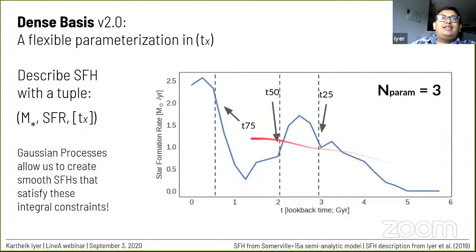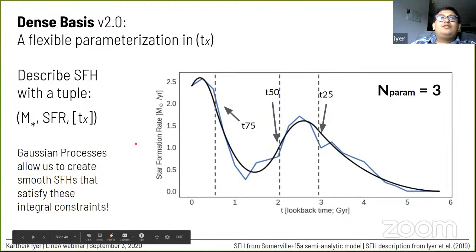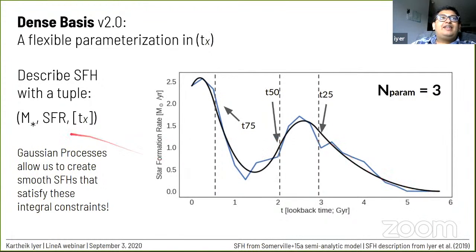And so you can take these numbers, the stellar mass, star formation rate and Tx, and say that because these are all constraints on the overall shape of the star formation history, we can use machine learning techniques or even splines to create smooth star formation histories that satisfy these constraints. So with three parameters, if I use the Gaussian process technique and I feed it in M star, SFR, and these three Tx numbers, this black curve is the curve that it makes in approximation of what the true star formation history should be. And you can see that it's doing really well at describing the overall shape of what the star formation history should be.